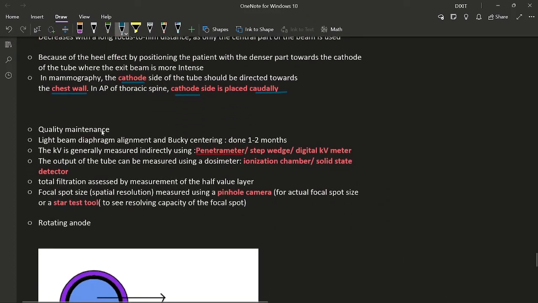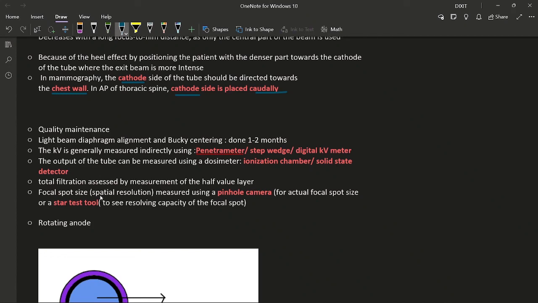Now something about quality maintenance. The light beam diaphragm alignment and Bucky centering is done 1 to 2 monthly. Before the X-ray is shot, there is a small light that shows the alignment of the X-ray, and that is the light beam diaphragm. This alignment is done 1 to 2 monthly. The voltage is generally measured indirectly using a penetrometer, step wedge, or digital kV meter. The output of the tube can be measured using a dosimeter, either an ionization chamber or a solid state detector. The total filtration is assessed by measurement of half value layer.